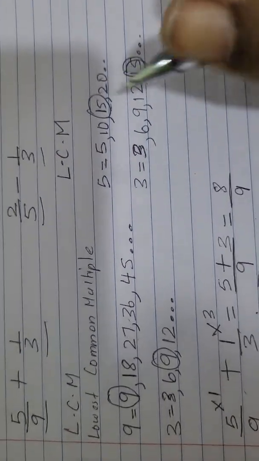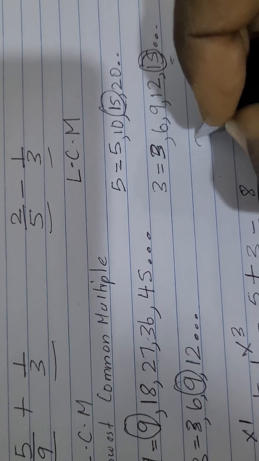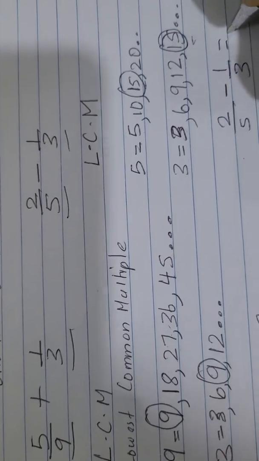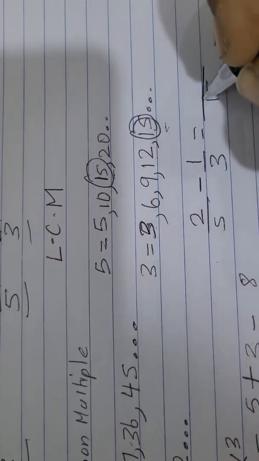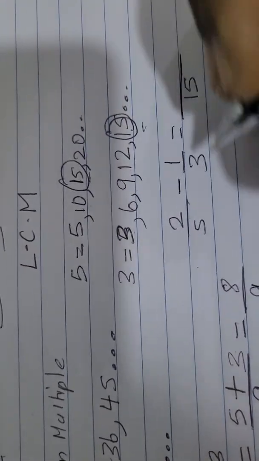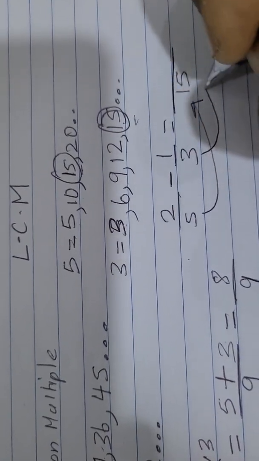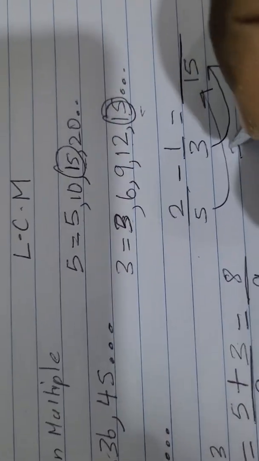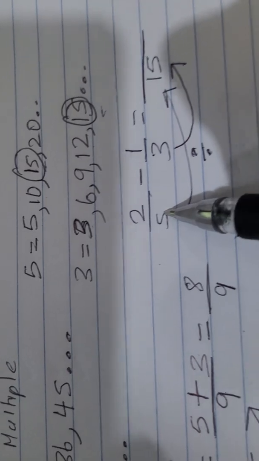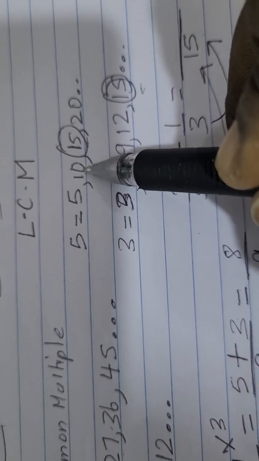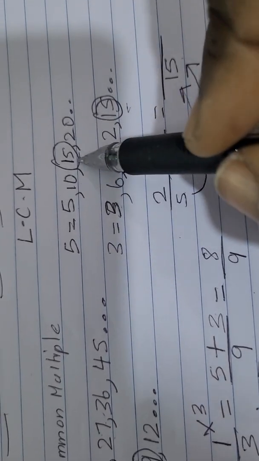So therefore, my newest denominator can be 15. So I'm going to write back 2/5 minus 1/3 equals to 15. That's my denominator. But I'm not putting anything else as my numerators yet because I have to work it out. So I have to divide 5 into 15, and I have to divide 3 into 15. So how many times can 5 go into 15? Let's count. 1, 2, 3. So therefore, 5 can go into 15 3 times.